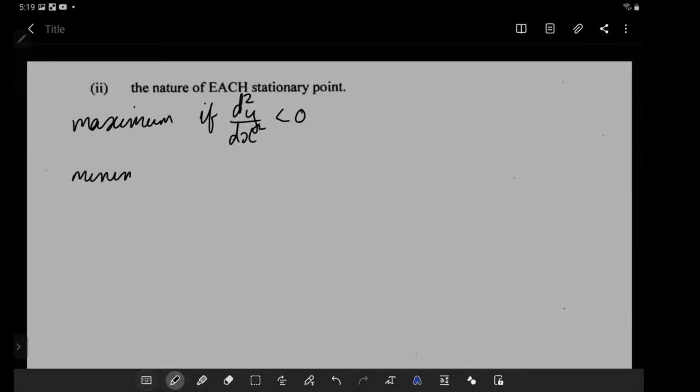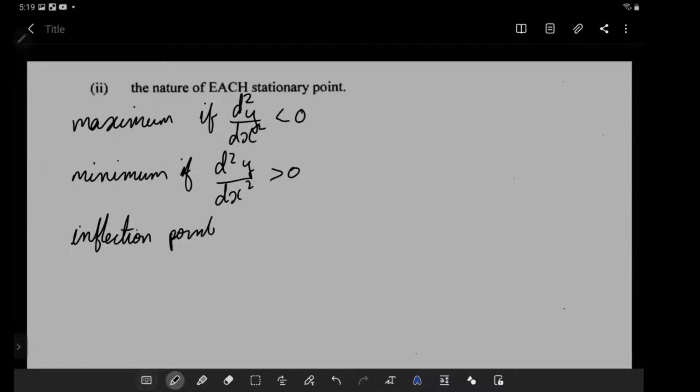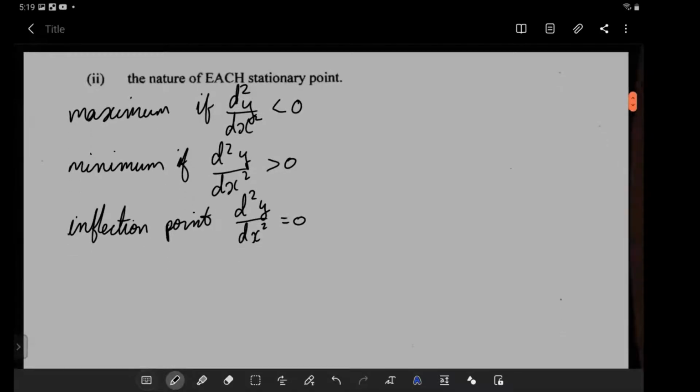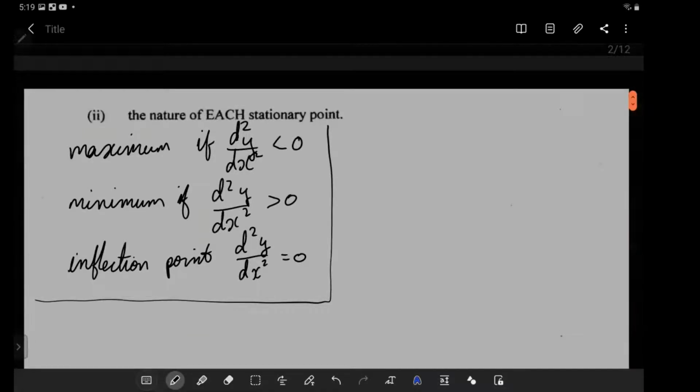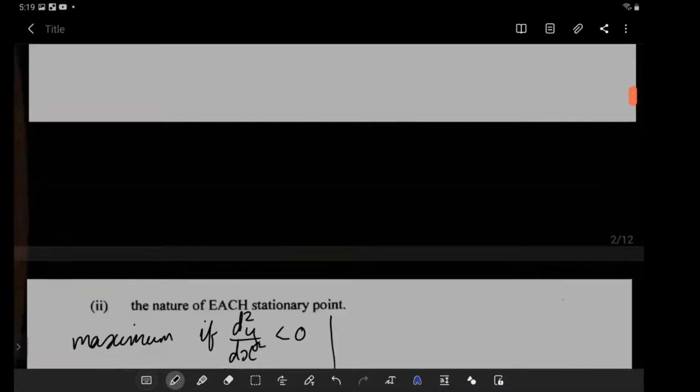Minimum if d2y dx squared is bigger than 0, but if it is equal to 0, we have an inflection point. Right? If d2y dx squared is equal to 0. Now, this is a possible inflection point, but at this level, it is usually an inflection point. Right? We usually have to do the third derivative test. So let's just put this in a box and find what d2y dx squared is at the relevant points.